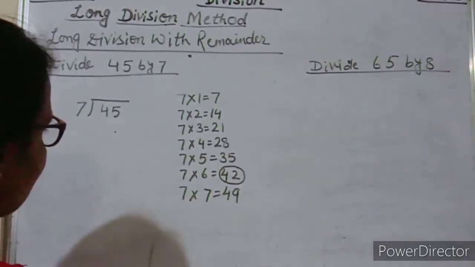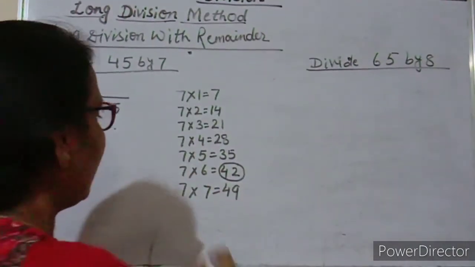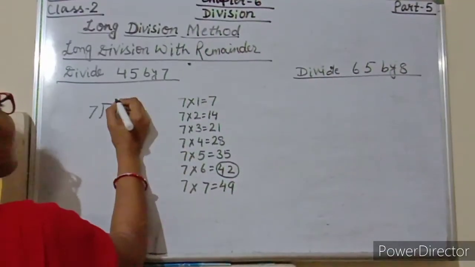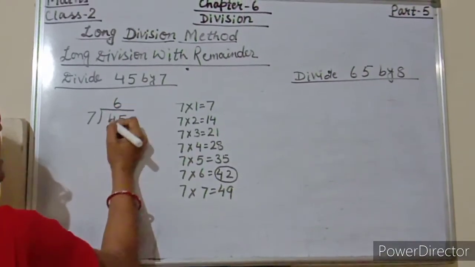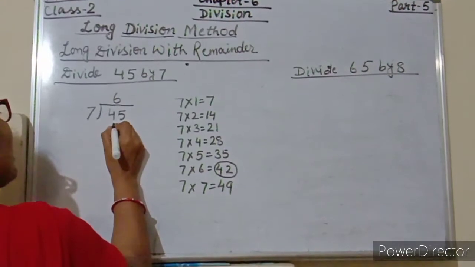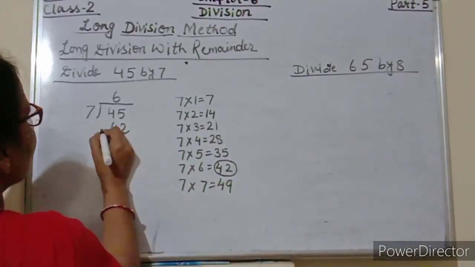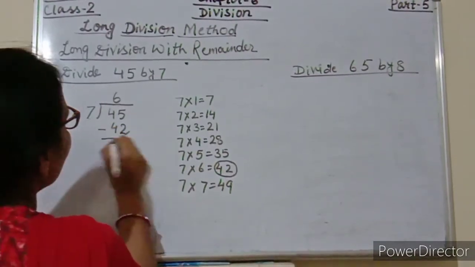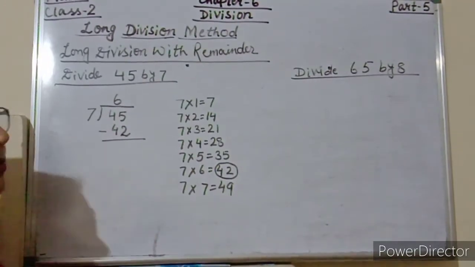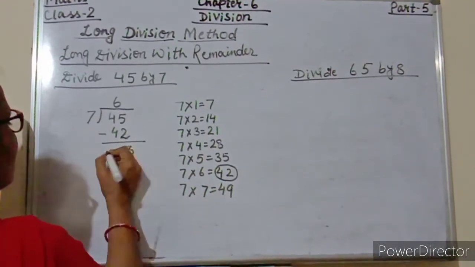So what we will write as a quotient? So 7 into 6 is equal to 42, means 7 sixes are 42. So here on the top we will write 6 and 42 we will write below the dividend, that is 45. Now what we will do? Yes, we will subtract 42 from 45. So 5 minus 2 is equal to 3 and 4 minus 4, 0.